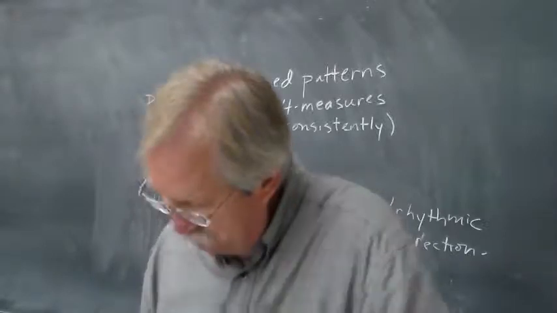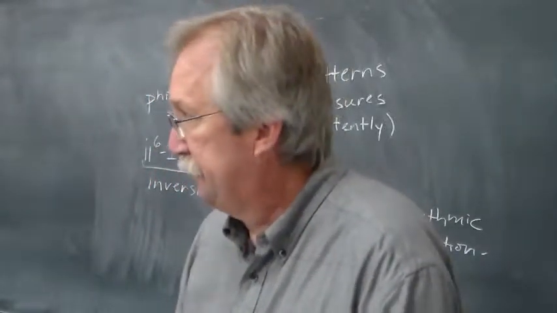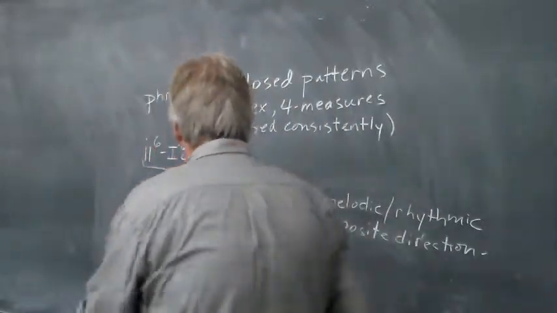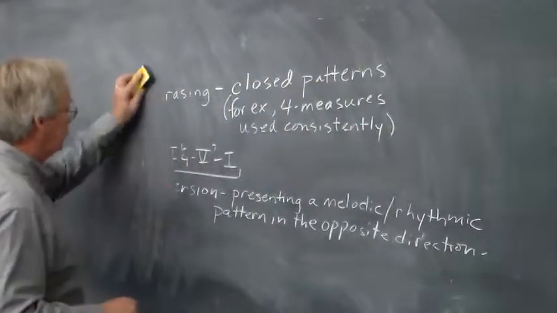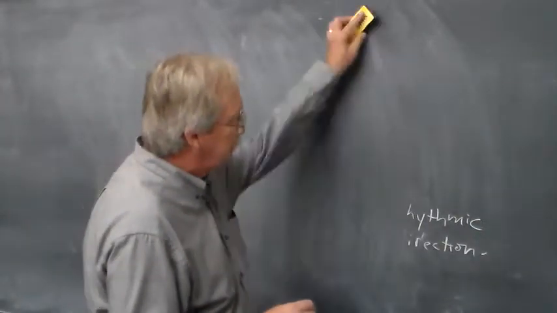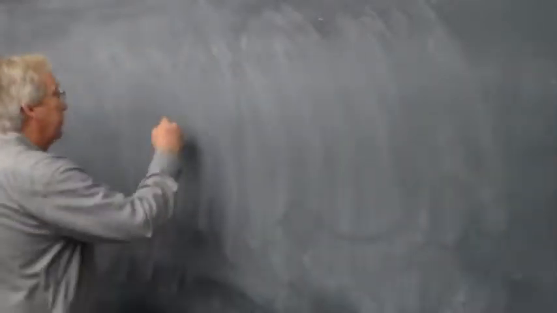Okay, let's talk about a couple more things. So what's the texture of this example? Homophonic. All right. And so we talked about textures last time. In general, the classical period features homophonic textures by far.